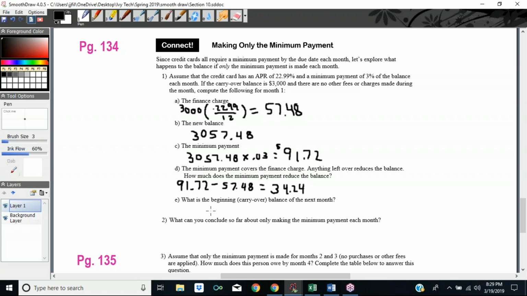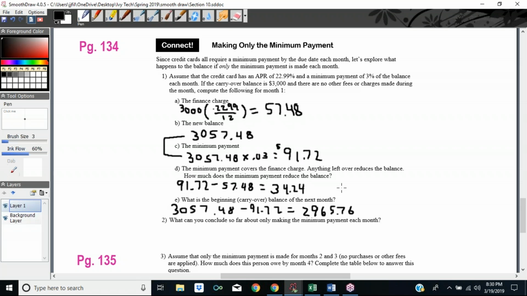So it says, what is the beginning or carryover balance next month? So there's two ways we can do this. We can take the $3,000 and subtract $34.24, or we can just do what we've been doing, take that new balance and subtract the minimum payment, and that's what I'd recommend. So 3057.48 minus 91.72. And that is $2,965.76, just like you all have. Perfect.